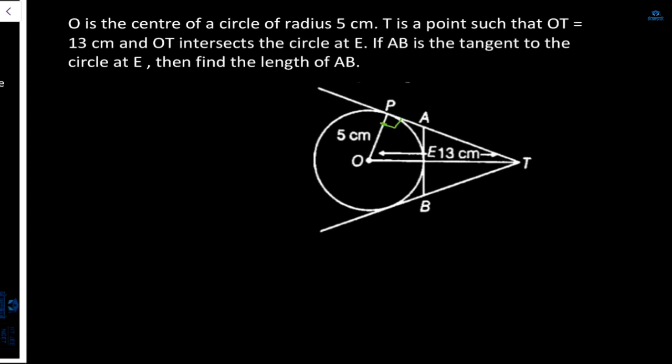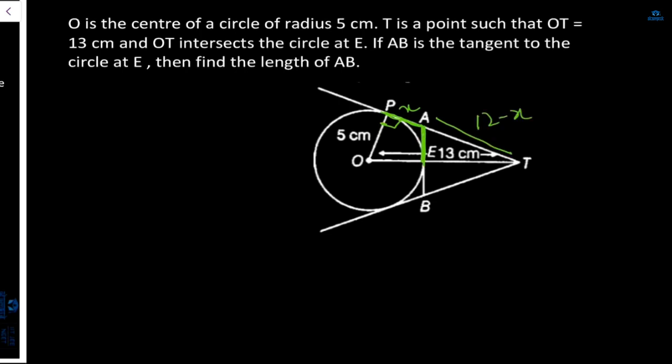Ma'am, will PT not be equal to T and another point on this side? Ma'am, if it's a radius, we can draw one more. I'll draw the diagram and send it to you. This and this will also be equal, since they are both tangents. You can take it as x, and then this you can take as 12 minus x.